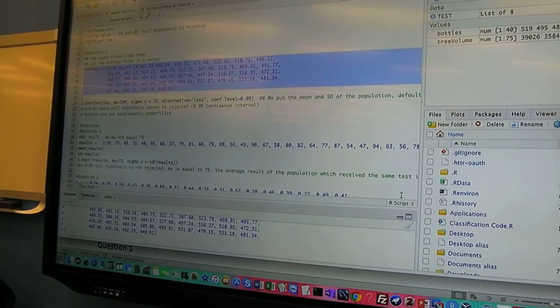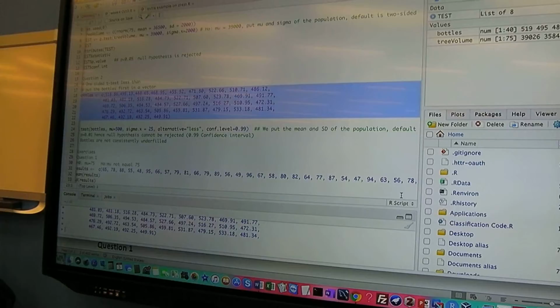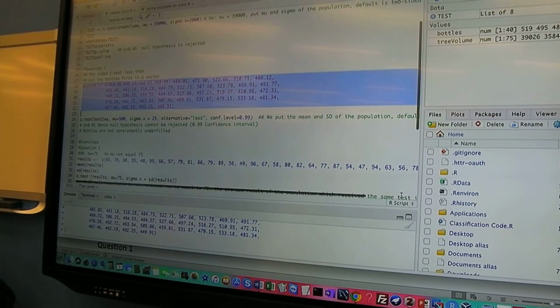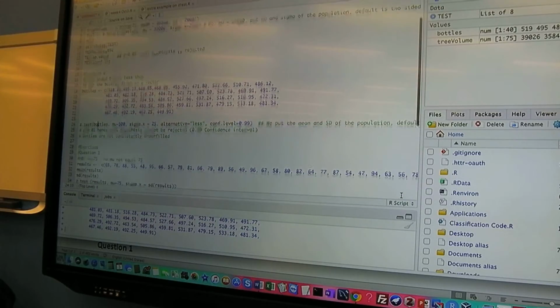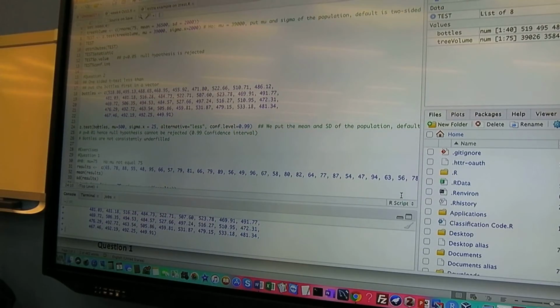And I'm going to do the exact same command that I used before, but we are going to make some little changes. So first, z.test, bottles is the sample, the vector of the sample. Mu is equal to 500, same as the last one. Mu is equal to the population mean. Sigma is equal to 25. This is the standard deviation of the population. So all that is put here is population.